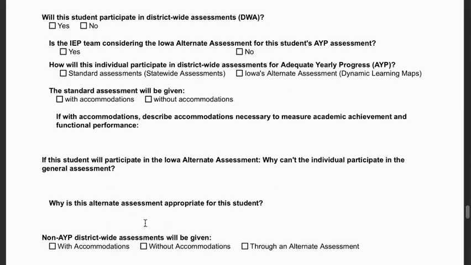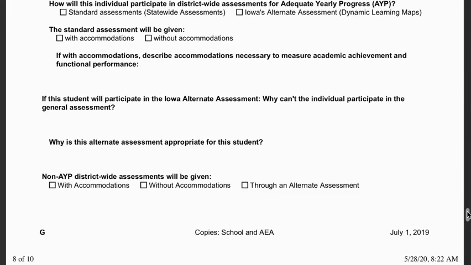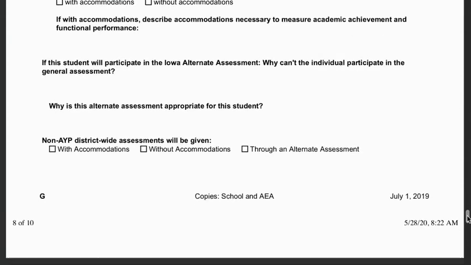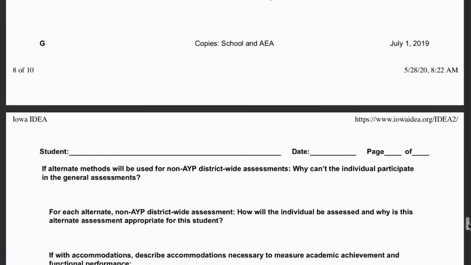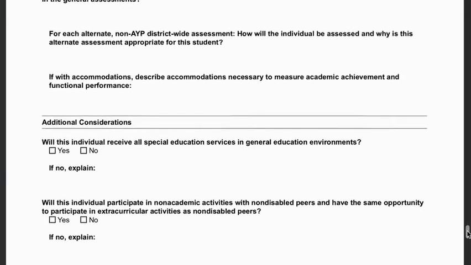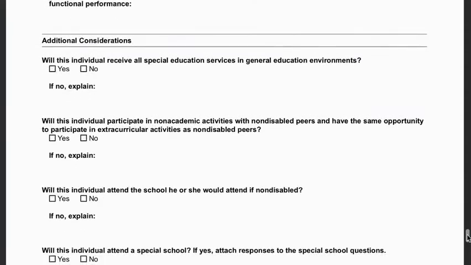None of our kids right now qualify for alternate assessment. A lot of times you will only see those in the level 3 kiddos that are at Webster right now. This is the same thing for non-district wide tests. Same format there.